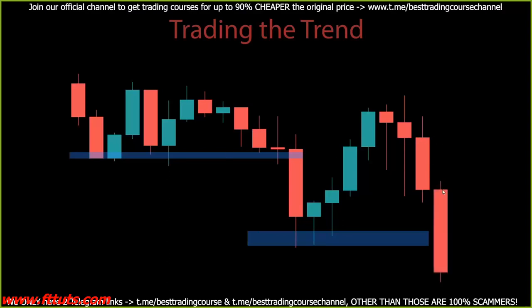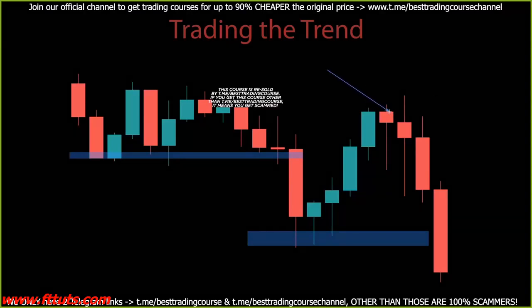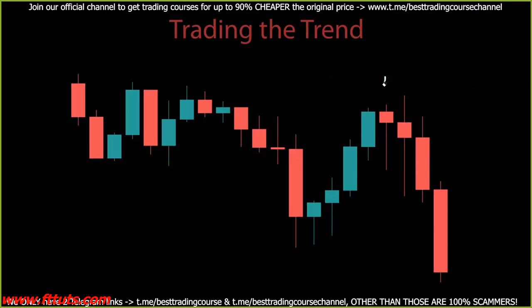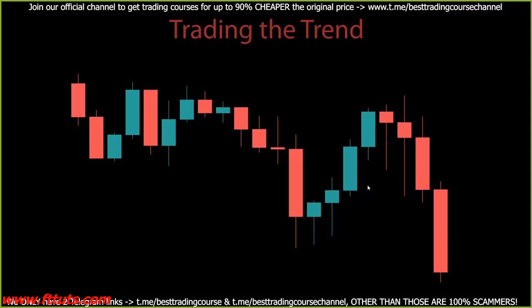Some people took sells here, and overall it kind of worked out well because price was bearish, came down, made a low, went up. This candle was not a good confirmation. This candle was an okay confirmation. This candle was really good confirmation, provided that this range was big enough. All right, let's move on to the next one here.